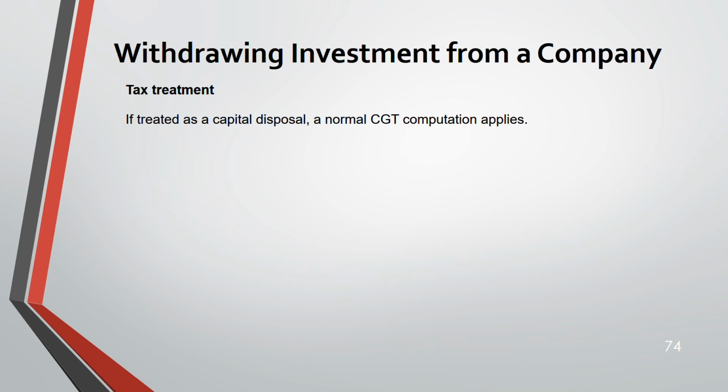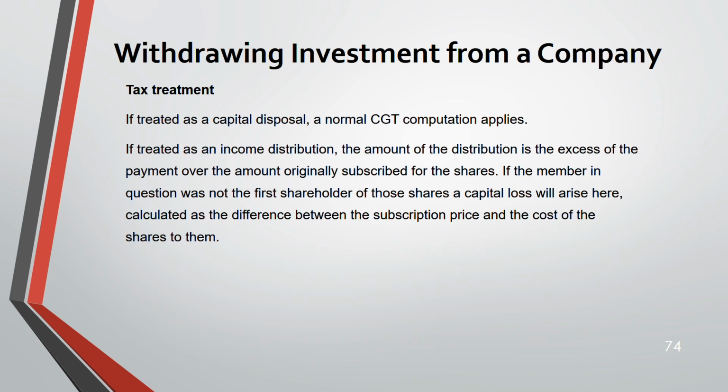Now, tax treatment. If it is treated as a capital disposal, normal CGT computations apply. If it is treated as an income distribution, the amount of the distribution is the excess of the payment over the amount originally subscribed for the share. If the member in question was not the first shareholder of those shares, a capital loss will arise here, calculated as the difference between the subscription price and the cost of the shares to them.